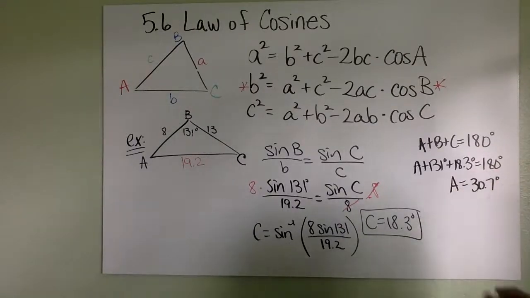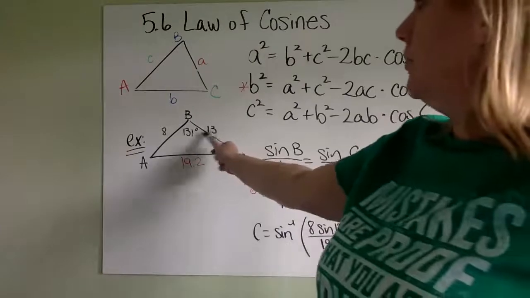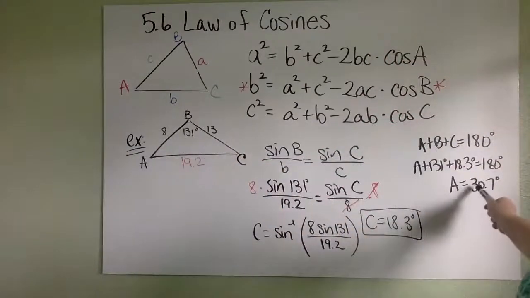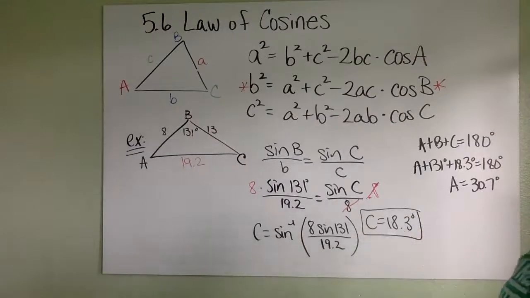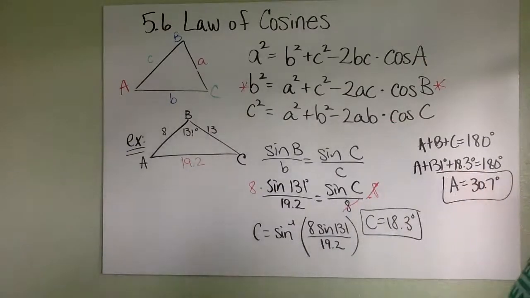And then just a quick check, like we talked about with the law of sines, double check that your bigger angle, angle A, should be bigger than angle C, since side A is bigger than side C, and it is. So those are our three pieces of information that we were missing.